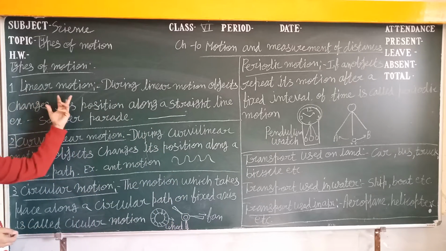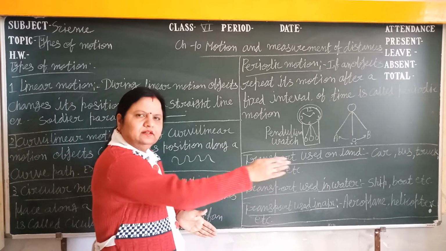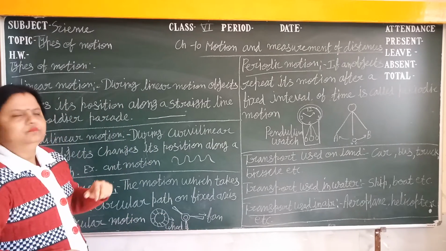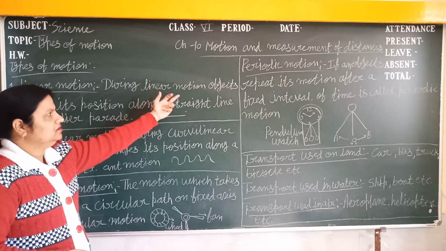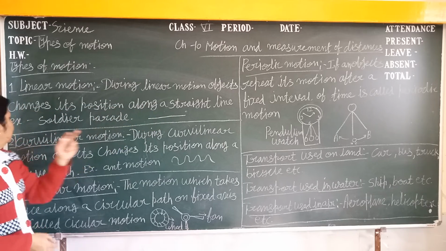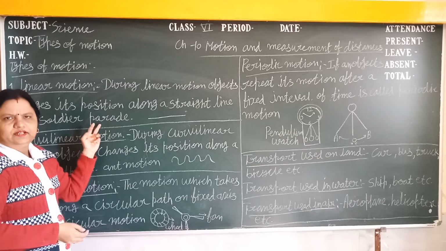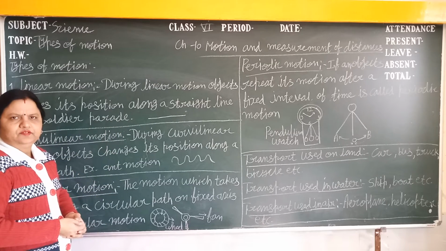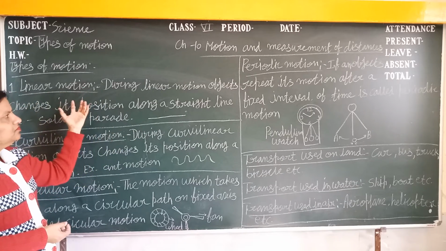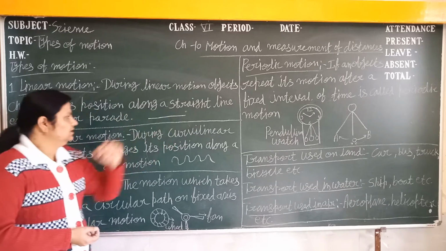First, linear motion. Linear motion means when we are moving in a straight line. During linear motion, an object changes its position along a straight line. Example, soldier parade. We saw it on television during 15 August and 26 January. Soldier parade is an example of linear motion, and in this motion, the object changes its position along a straight line.